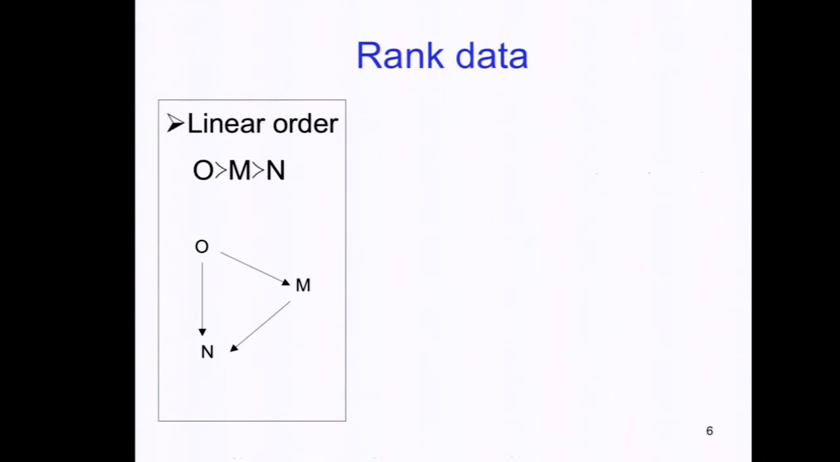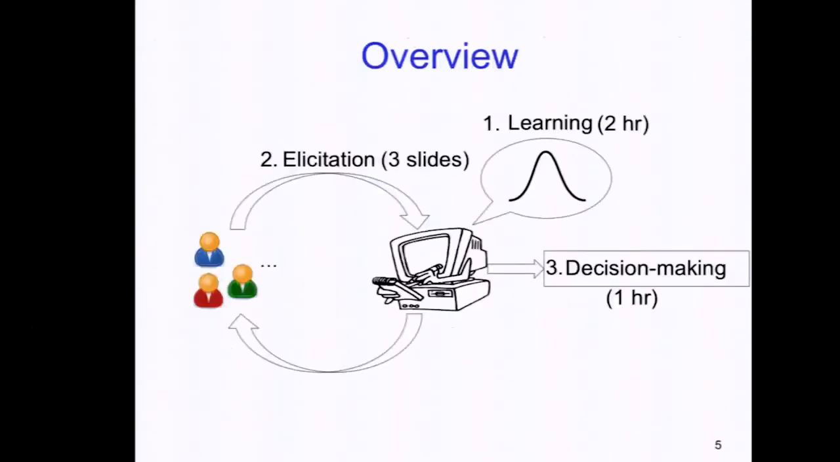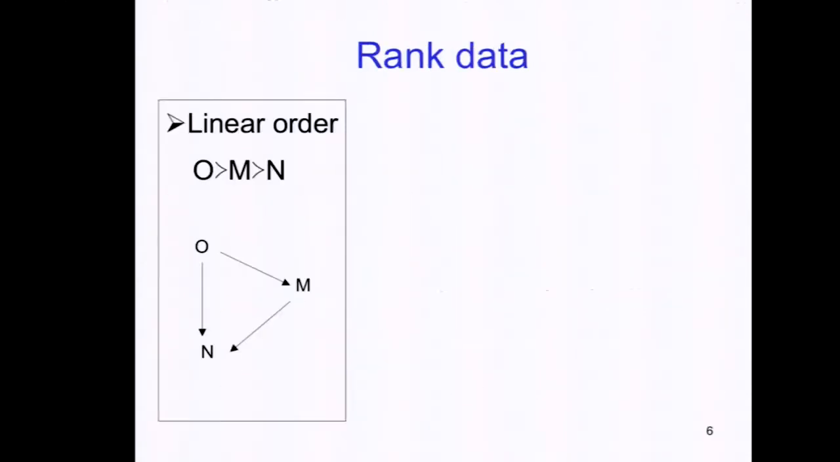And this can be visualized as a graph. The vertices are the candidates O, M, and N, and there's an edge between some candidates. For example, O to M means that O is strictly preferred to M. So these preferences must be strict and transitive. So here.